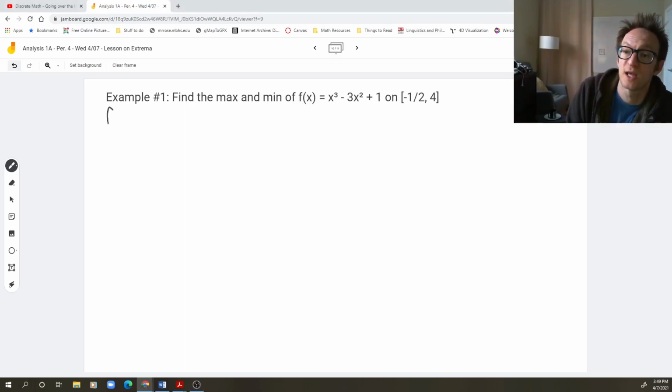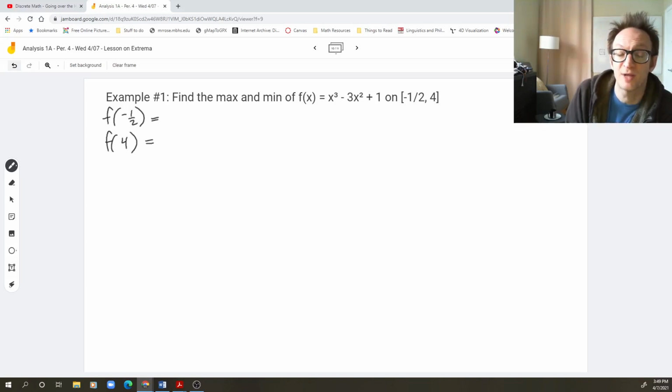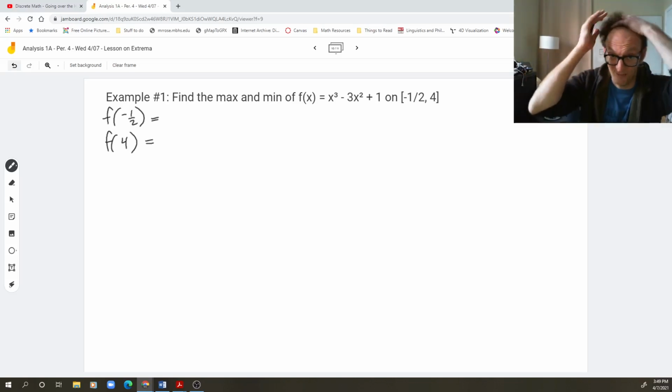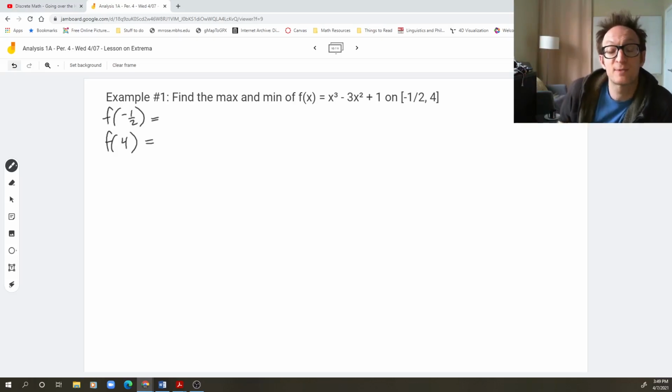Well, the first thing that we need to do is compute f of -1/2 and compute f of 4. In other words, as I was saying at the very end of class, we need to check the endpoints because after all, the absolute maximum and the absolute minimum could occur at the endpoints. So this is just a brute calculation. Maybe do this first so you don't forget about it.